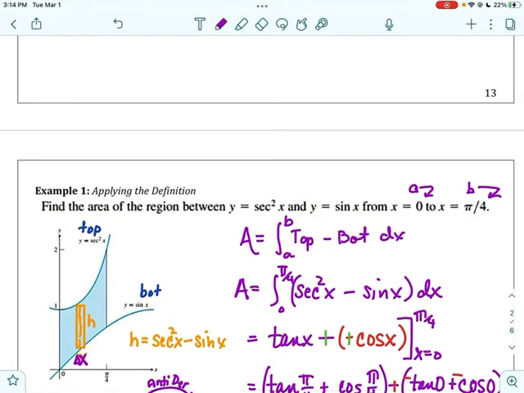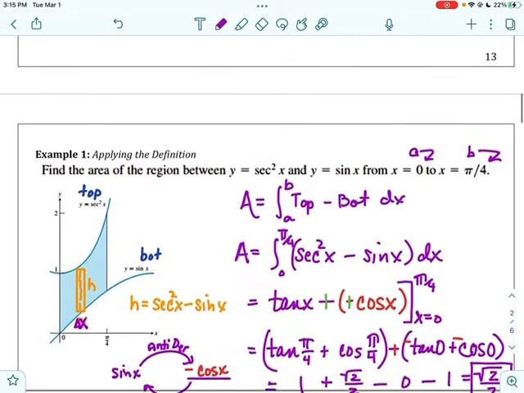So then we set it up: the integral of secant squared x minus sine x from 0 to pi over 4. Then we'll take the antiderivative of secant squared, which is tan x, and the antiderivative of minus sine x, which is positive cosine x.